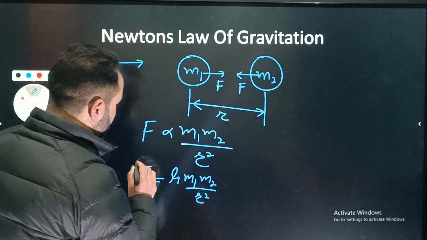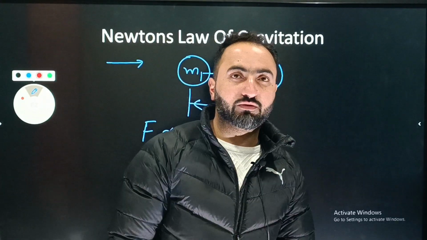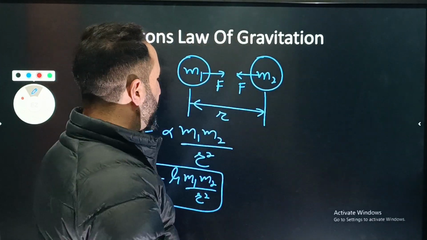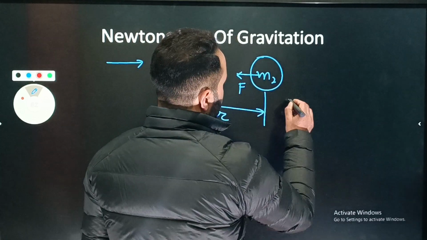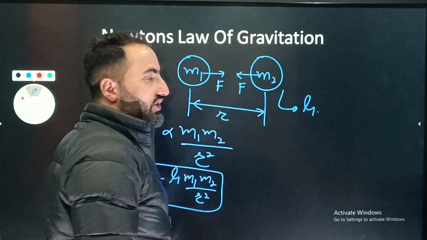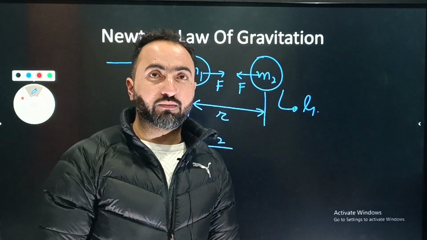I am not going to explain what it means that F is proportional to 1 by r square, and F is proportional to m1 m2. You already know it. Then the important point is this G, a small discussion on this G. What's the value of this G? What's the SI unit of this G? What about the dimensional formula of G?